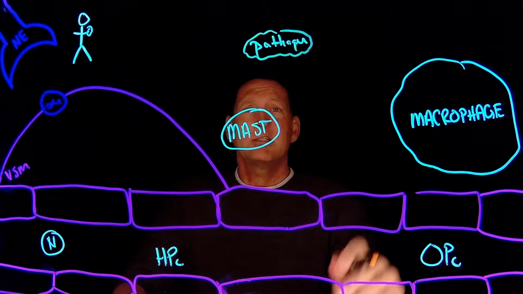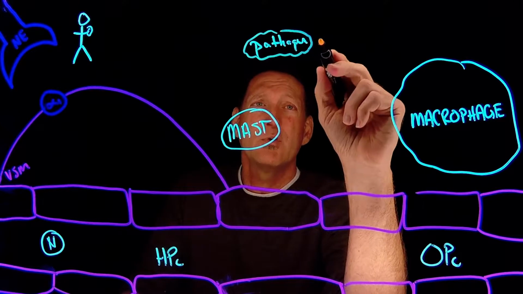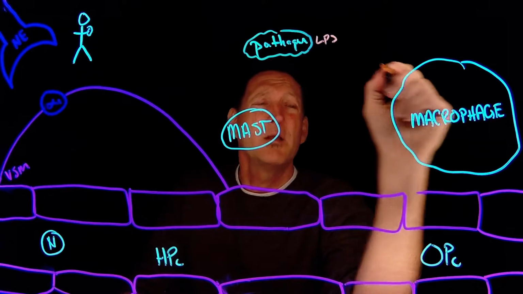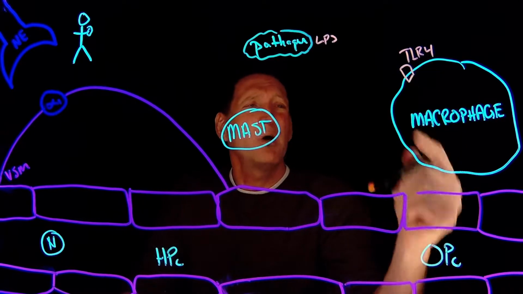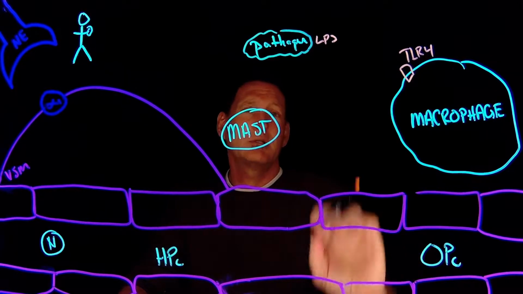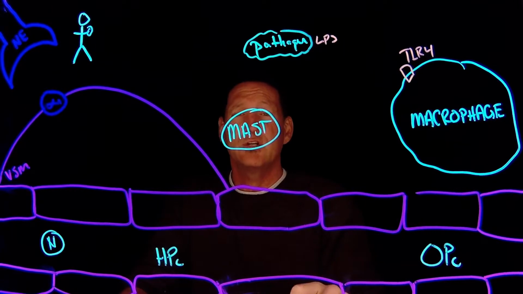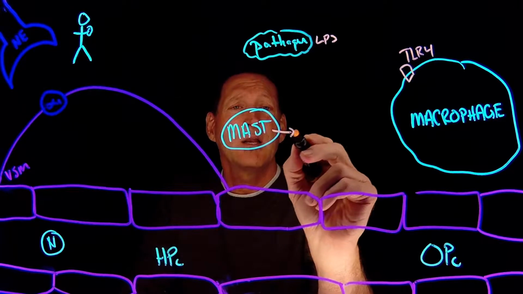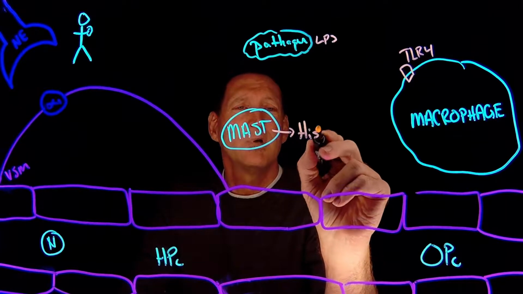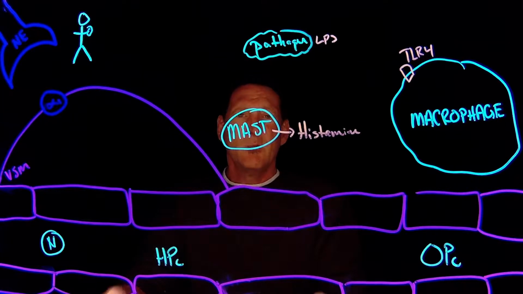The macrophage has things like TLR4s that, if this was gram-negative, would bind the lipopolysaccharide. The lipopolysaccharide would plug into the TLR4, and then in response, it's going to release these monokines, these cytokines in response to the activation. On activation, the mast cell is going to go ahead and degranulate, and it's going to release histamine. Now, histamine is going to start this process going. Because here's what I want.